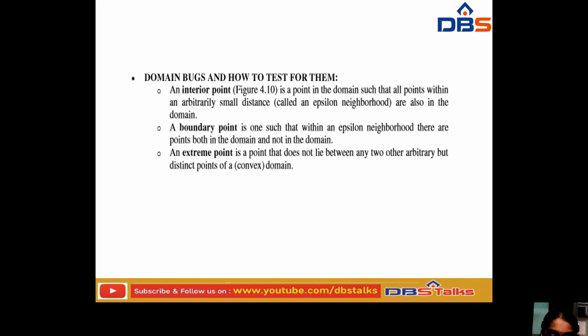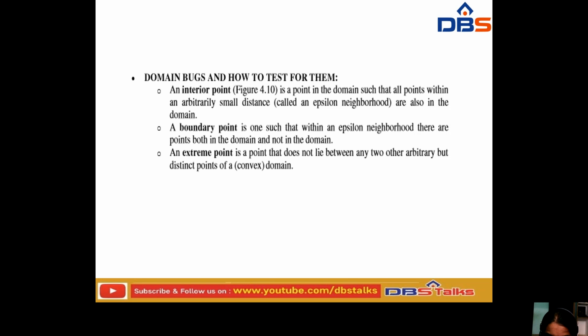So if you are going to observe domain bugs, how do we test for them? Basically, a domain is something we can easily test. If you can find interior points which are very close to each other, like an epsilon neighborhood, then we can say they are interior points. Those interior points we can easily test, because they are interconnected to each other like a neighborhood.